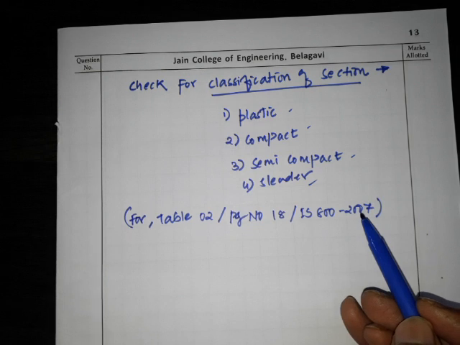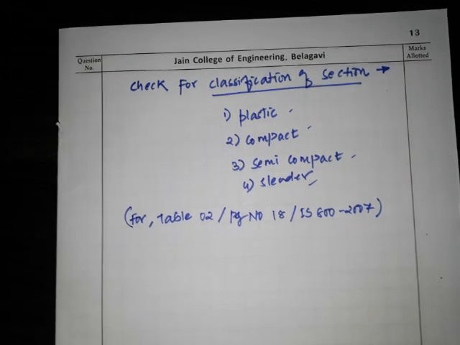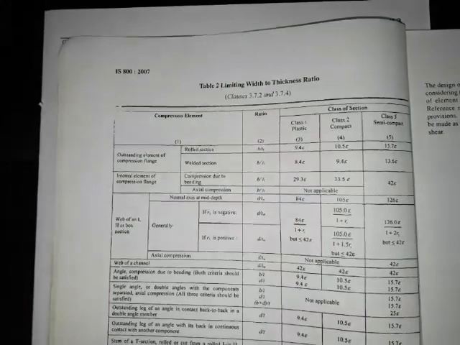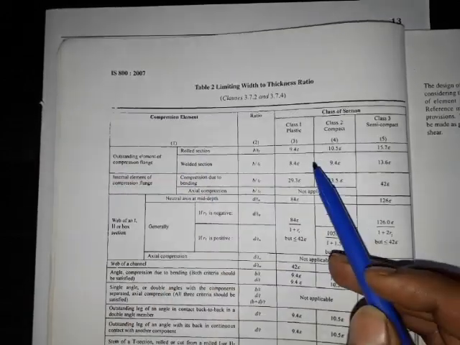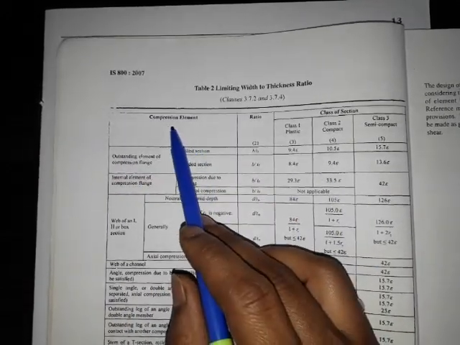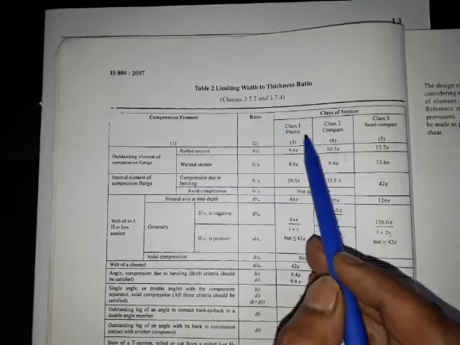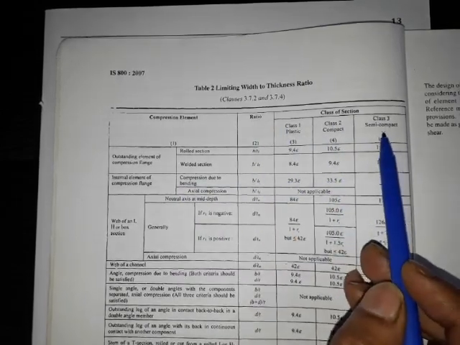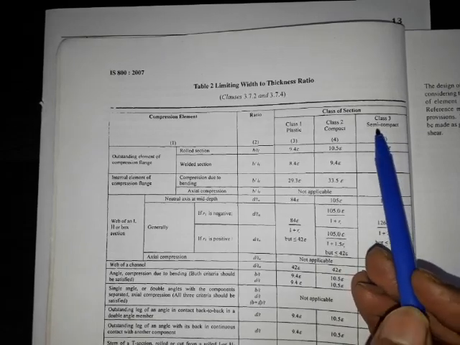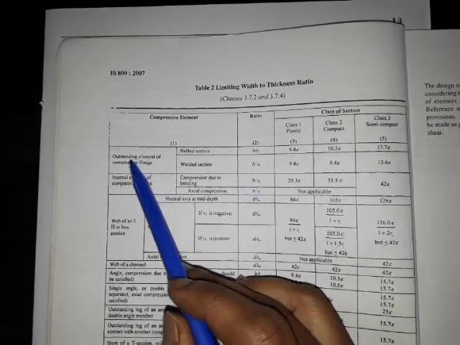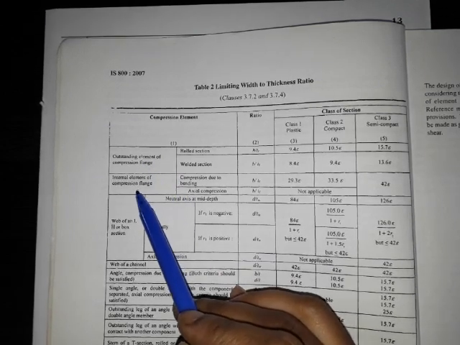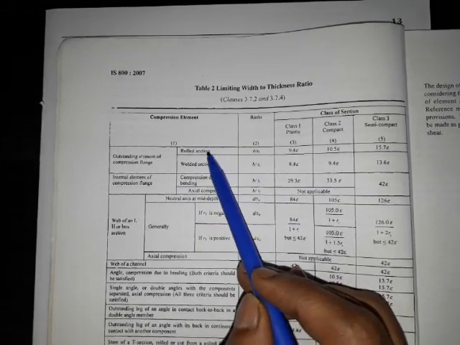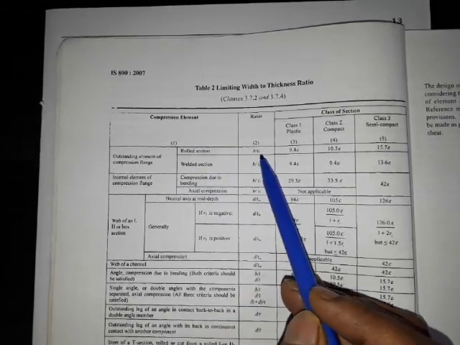I will show you that. When you open Table 2 of IS 800-2007, page number 18, you will get this: compression element, ratio, class of section, plastic, compact, semi-compact. Understood? Then we will get here the outstanding element of compression flange, and the internal element of compression flange. Then again it is divided into rolled section and welded section. This is very important.